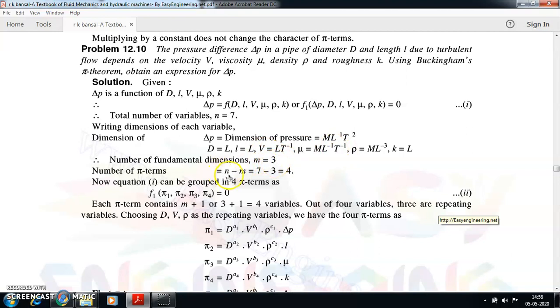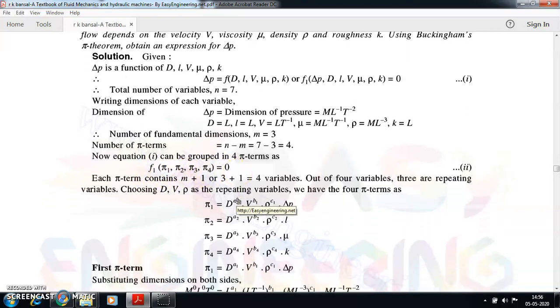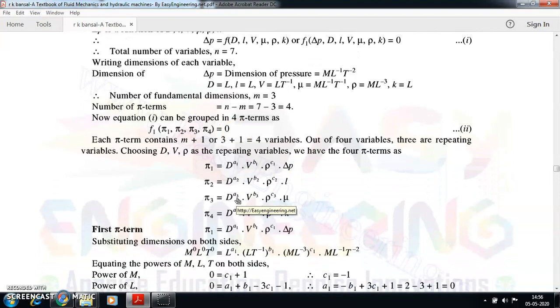So how many pi terms? n minus m will be 7 minus 3, so there will be 4 pi terms. Now redefine function f1 in terms of pi terms: f1 of pi 1, pi 2, pi 3 and pi 4 is equal to 0. Each pi term will have m plus 1 variables, that is, 3 plus 1, 4 variables, out of which 3 variables are the repeating variables.